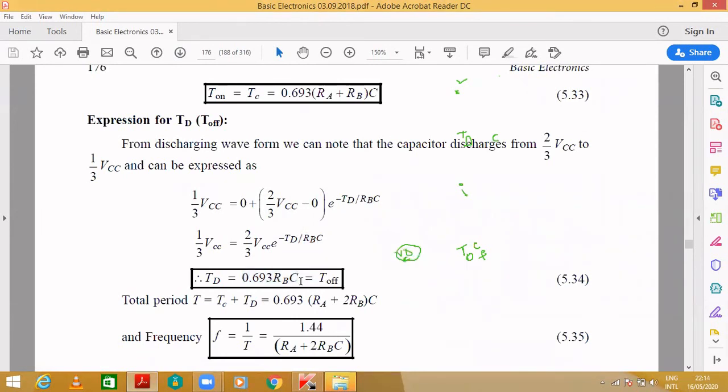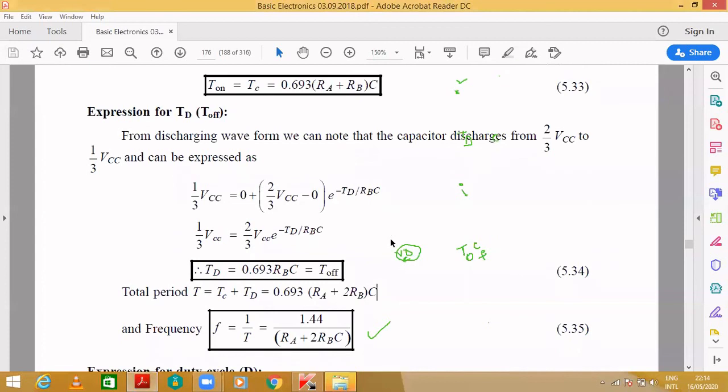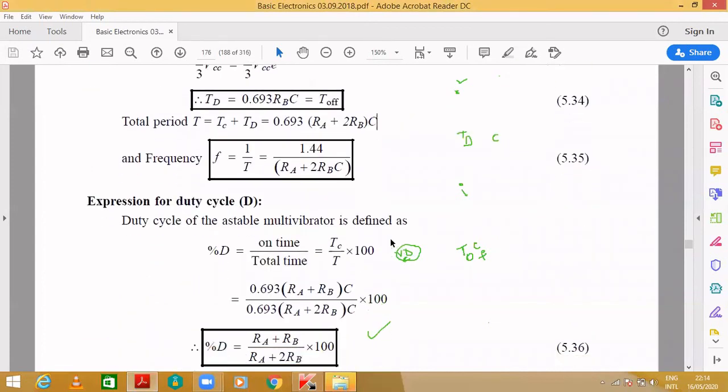When you have to find the total time, it will be TC plus TD. If you add this and this, finally you will be getting this value. Substitute it in the frequency, 1 by T. Then you will be getting the value of 1.4 by RA plus 2RB into C. So this is about the frequency.